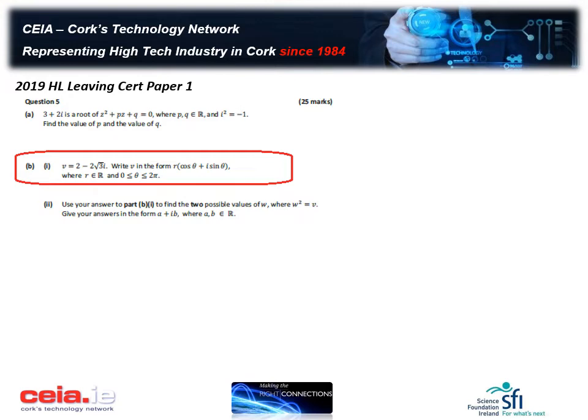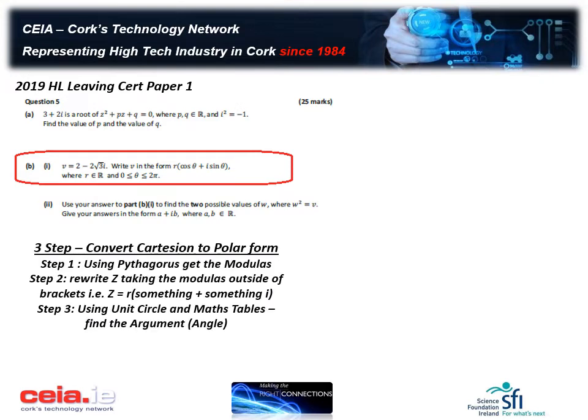So v is a complex number. It's equal to 2 minus 2 root 3i. And we're asked to write v in polar form, basically r(cos theta + i sin theta), where r is an element of the reals and theta is in the range of 0 to 2 pi.